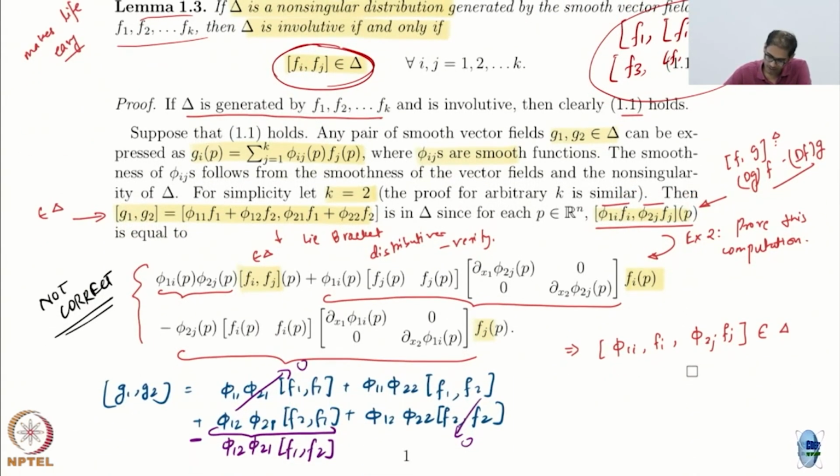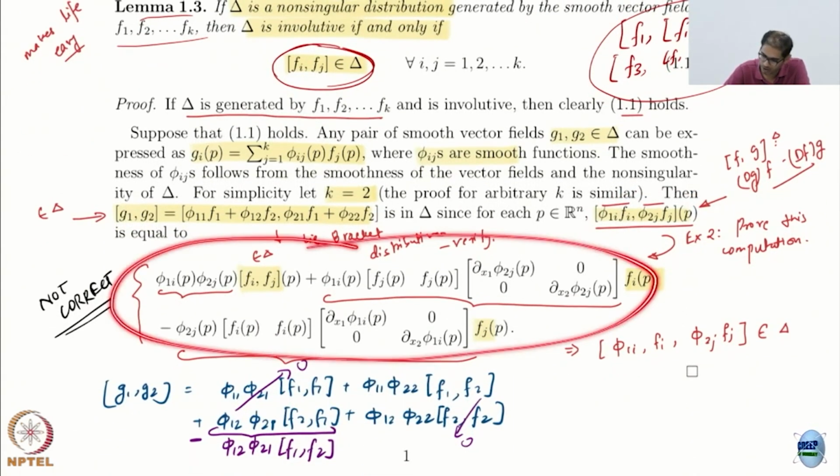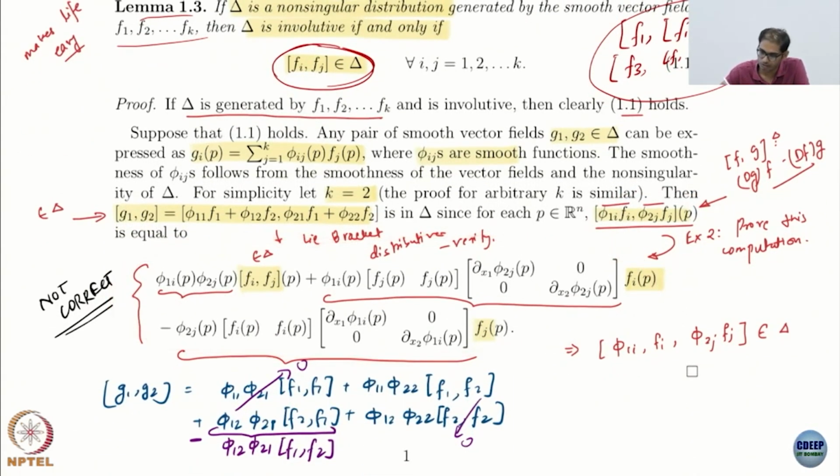Now there is a problem with this computation. So I want you to actually, this is another exercise, I need you to complete this computation. This computation is pretty straightforward. It is just doing this, with some coefficients, phi 1i fi plus phi 2j fj. Remember, phi 1i and phi 2j are depending on x, they're functions, they're not just constants or anything.